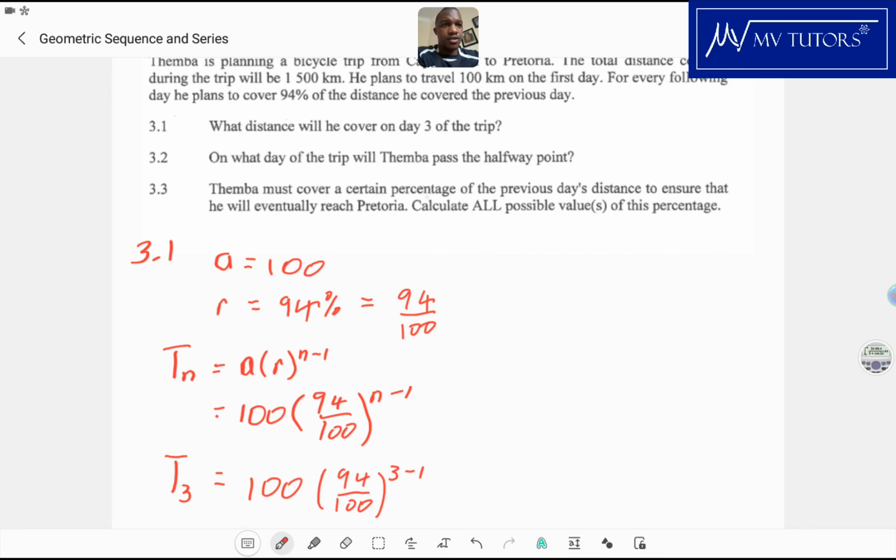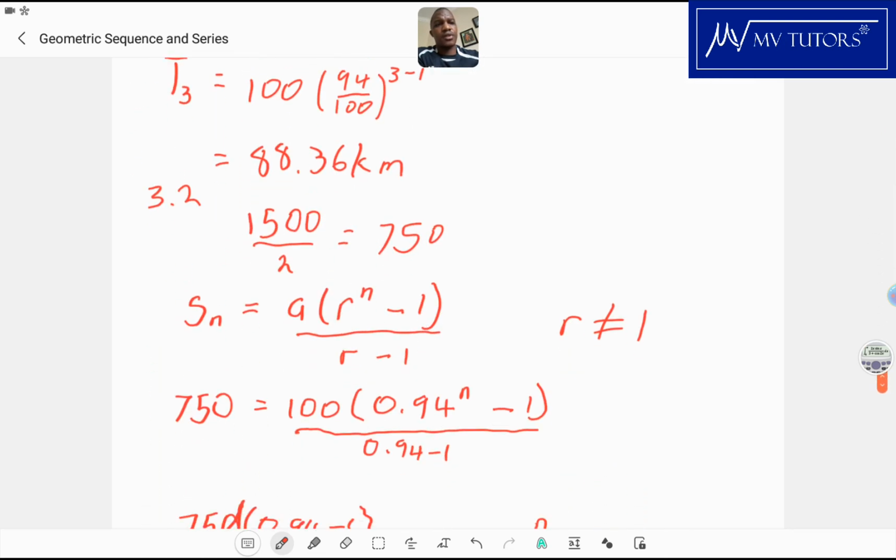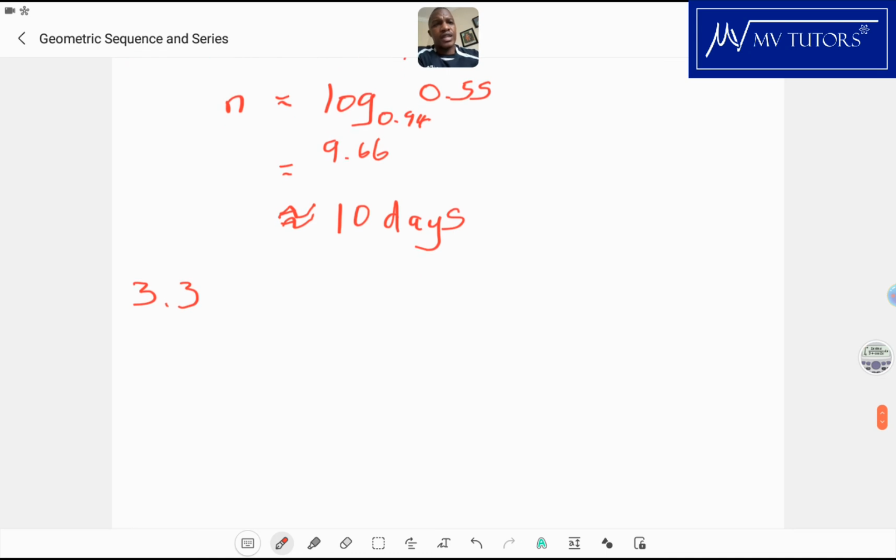It says Timber must cover a certain percentage of the previous day's distance to ensure that he will eventually reach Pretoria. Calculate all possible values of this percentage. So first of all, is this series converging? Because now we're talking about series. Is it converging or diverging? That R will tell us. It's 1/3, right? And 1/3 is between -1 and 1. So it is converging.